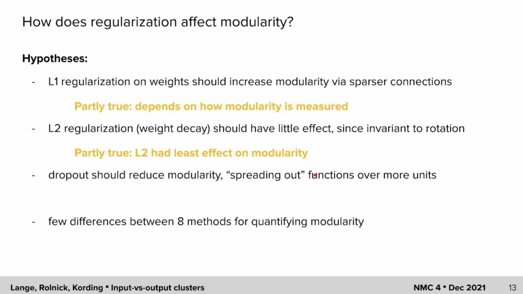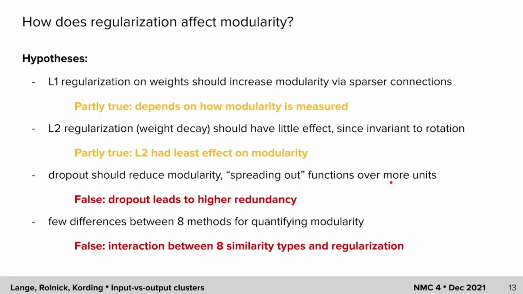Third, we had originally hypothesized that dropout should reduce modularity by spreading out the function of a layer over more units. It turns out this is wrong. Dropout led to higher redundancy, which made units more clusterable or more modular. Finally, we had anticipated few differences between the 8 different measures for quantifying modularity, but we ended up finding non-trivial and idiosyncratic interactions between this modularity measure and regularization.